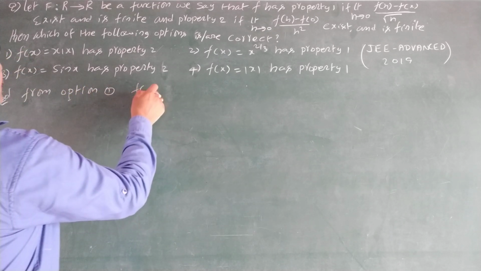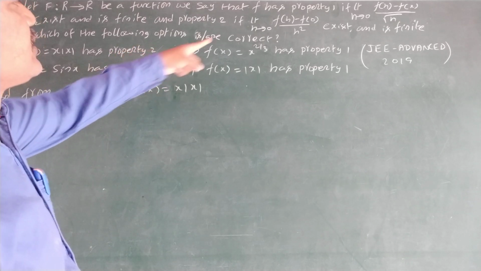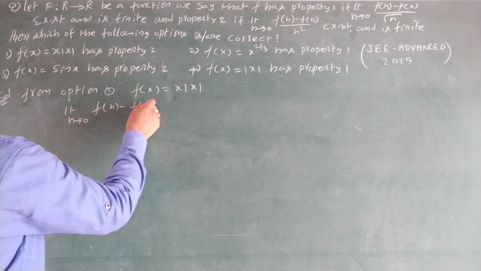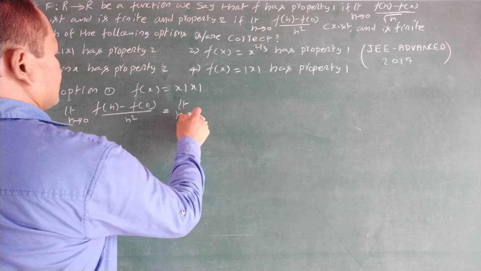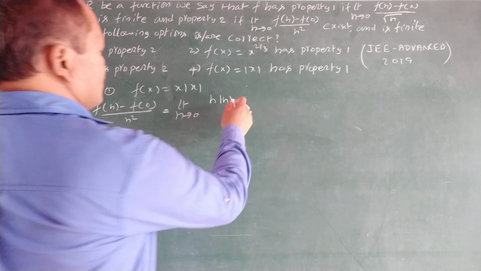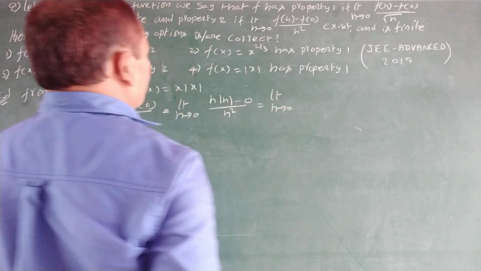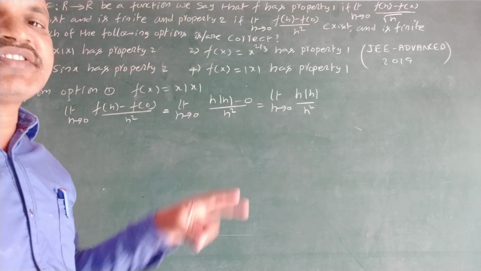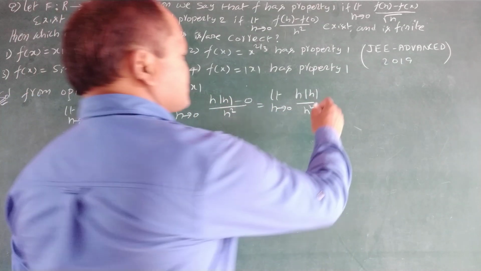So what is that? This is f of x is equal to x mod x. This goes to property 2. What is property 2? That is limit h tends to 0 of (f(h) minus f(0)) by h square. Actually, what is f of h? That means limit h tends to 0 of h mod h, and f of 0 is 0, by h square. Now here, limit h tends to 0 of h mod h by h square, it gives two limits, that means left neighborhood of 0 and right neighborhood of 0. It splits into two limits.